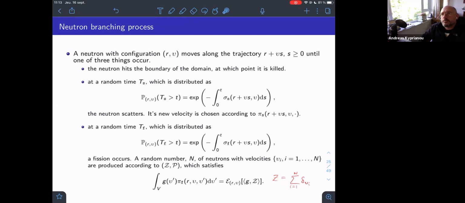Okay, let me just double check. I don't think there's anything else in the chat.